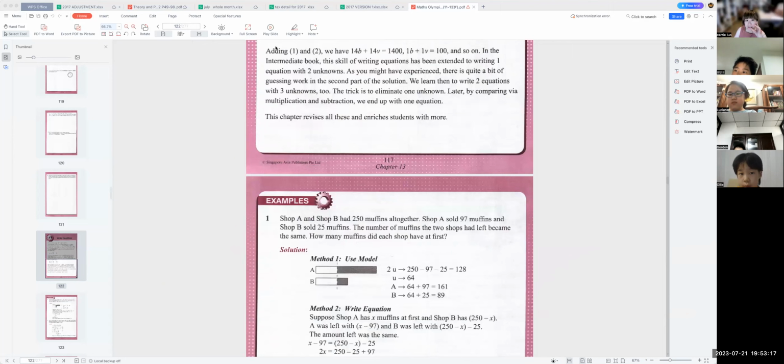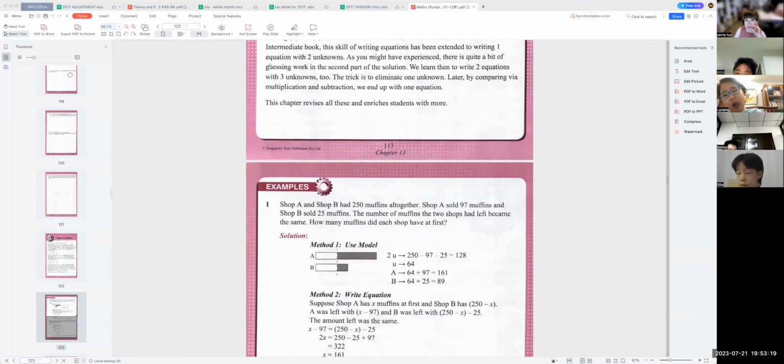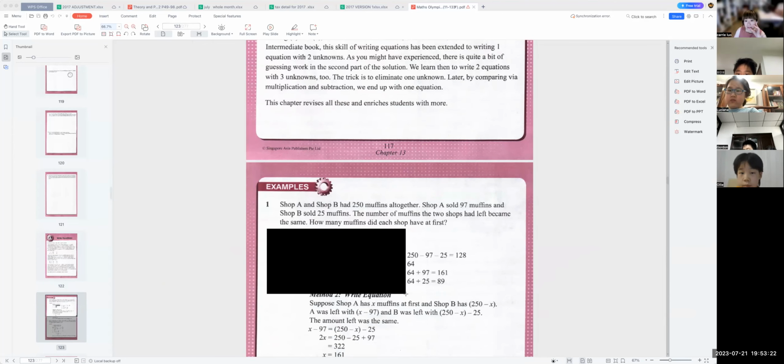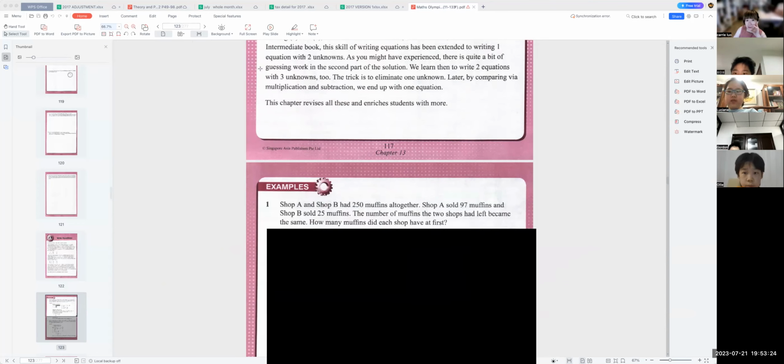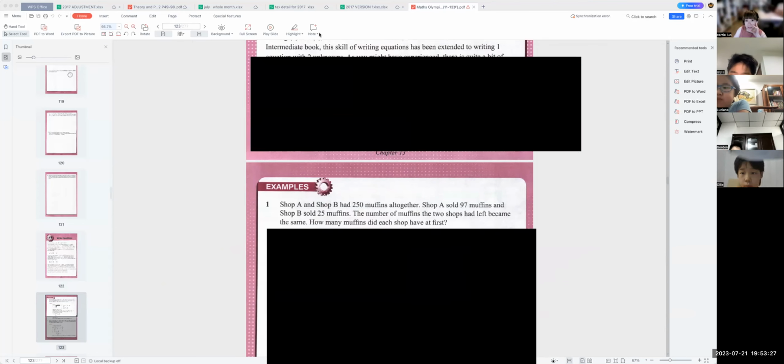So now let's take a look at this one, okay? So we're moving forward to the real questions, okay? Boys and girls, let's take a look at this one. So we have shop A and shop B. So there are two shops. Altogether, we have 250 muffins together. Shop A sold 97 muffins and shop B sold 25 muffins. The number of muffins the two shops had left became the same. How many muffins did each store have at the very beginning?